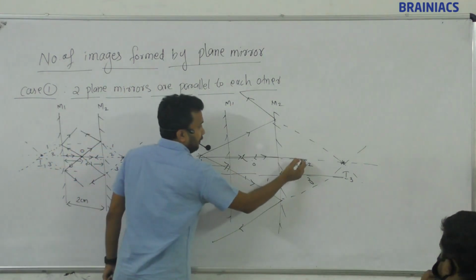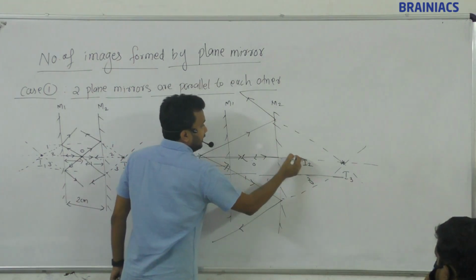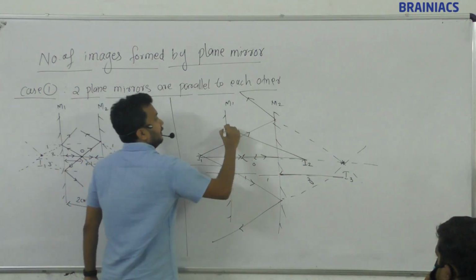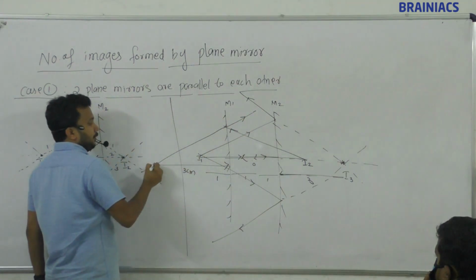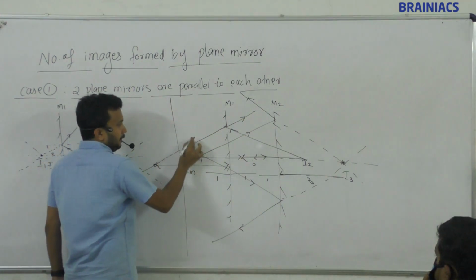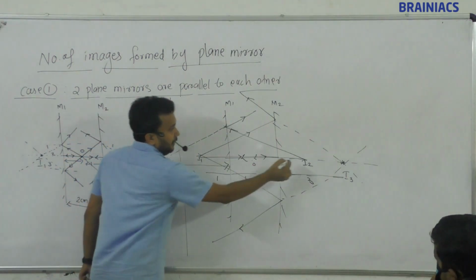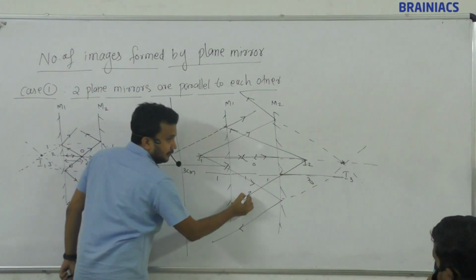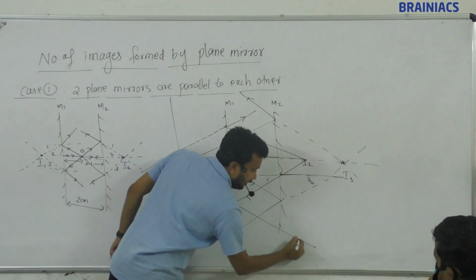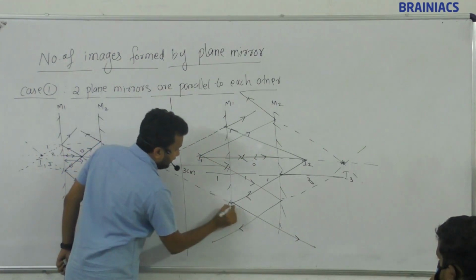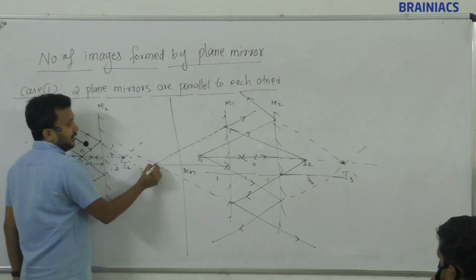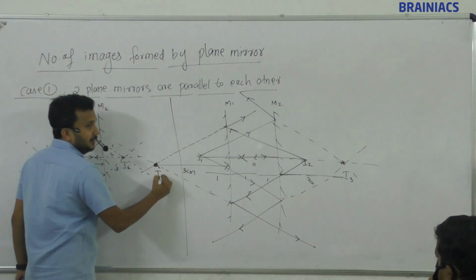So what will happen for I2? The other line: incident ray, reflected ray, extending the incident ray to meet at this point. Correct? Yes. Similarly, from here, incident ray and reflected ray, the reflected ray meeting, and the extended ray comes and meets at this point, and this will give the next image called I4.